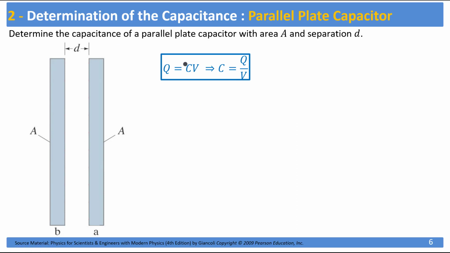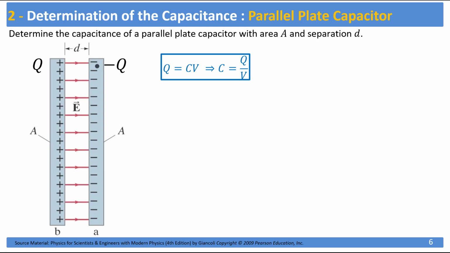Our first step was to place the charges Q and minus Q on the conductors. So I will place Q on this conducting plate and minus Q on this conducting plate. And when you have two parallel plates with charges Q and minus Q, there will be an electric field between the plates from the positively charged plate to the negatively charged plate. And we already know the magnitude of this electric field, which is sigma over epsilon 0.